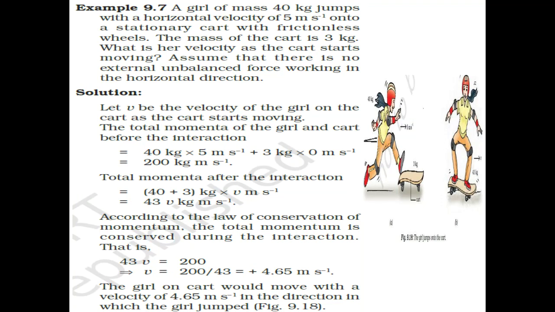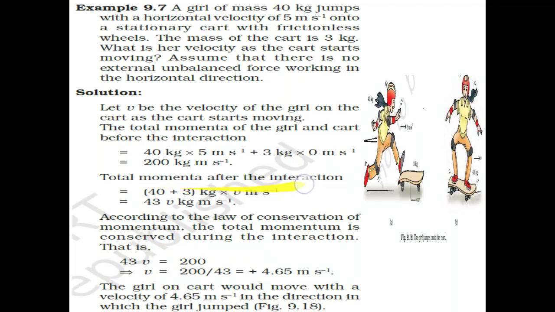So this numerical is also based on conservation of momentum, and we know this is the condition for the law of conservation of momentum, that no external force should act on it. So in this case again we will find total momentum before collision and total momentum after collision and then we will equate it. So m1 u1 plus m2 u2, this is the total momentum before collision.